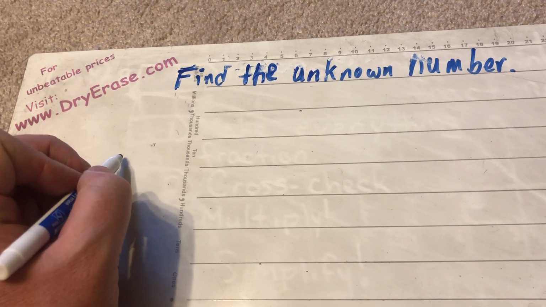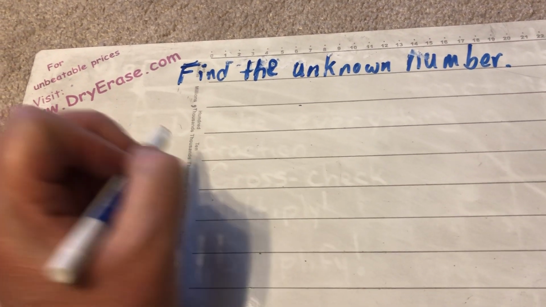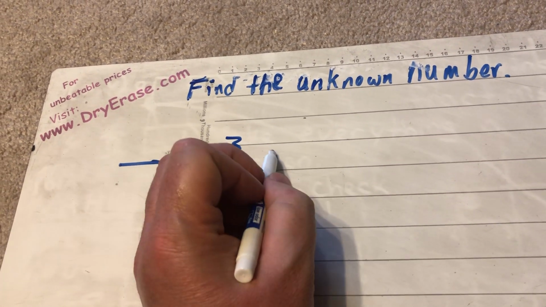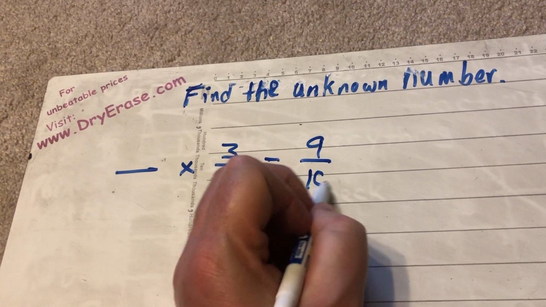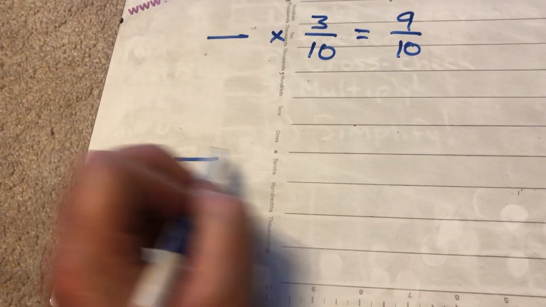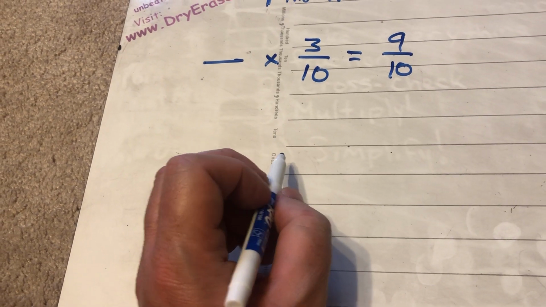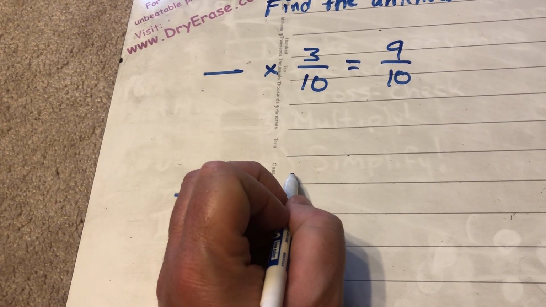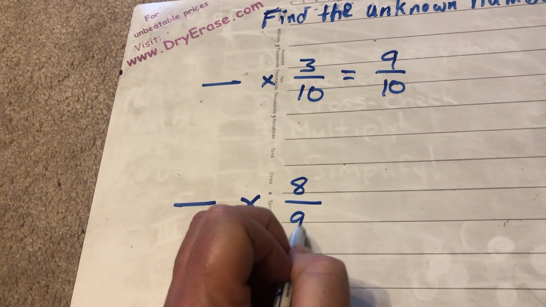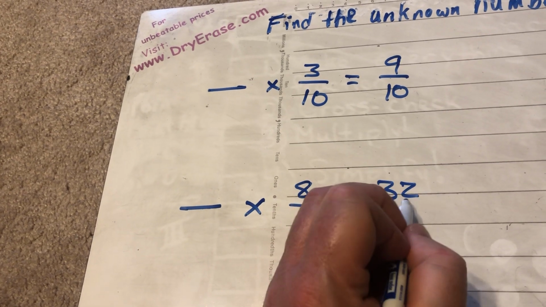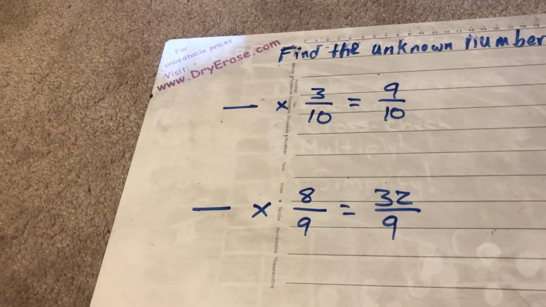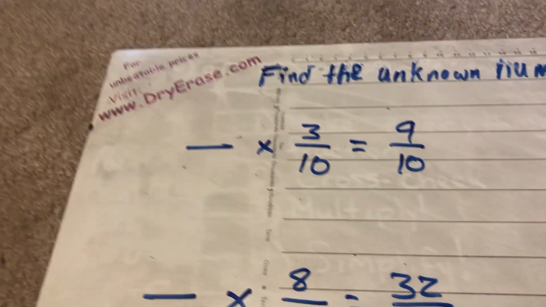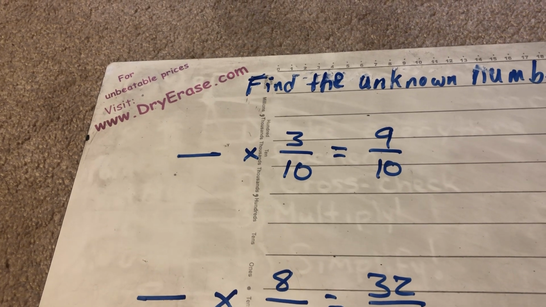Well, so you're going to get something that looks like this, all right? It might say, and we're just going to look at a couple of examples, blank times 3 over 10 equals 9 over 10, or it might say blank times, I don't know, let's go 8 over 9 equals 32 over 9. All right, so there's an interesting situation.